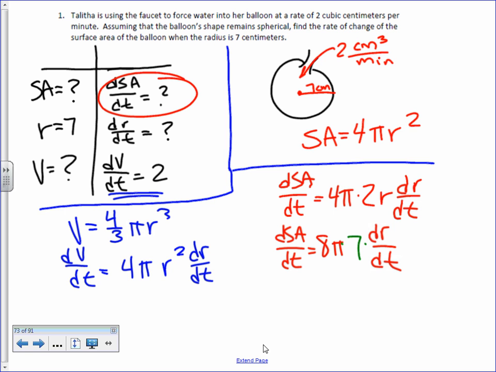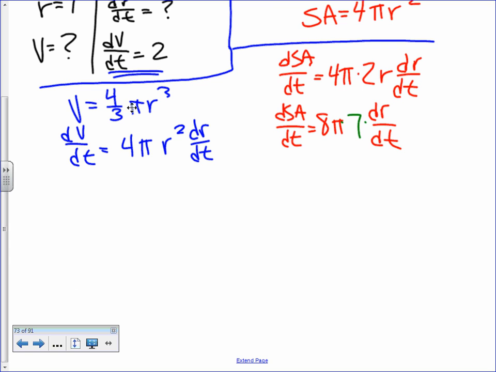Now, we've got a value for r. We've got a value for dV dt. So I can plug in here. I'm going to plug in for dV dt: 2 equals 4 pi, and then r, I believe, was 7, so 7 squared dr dt.